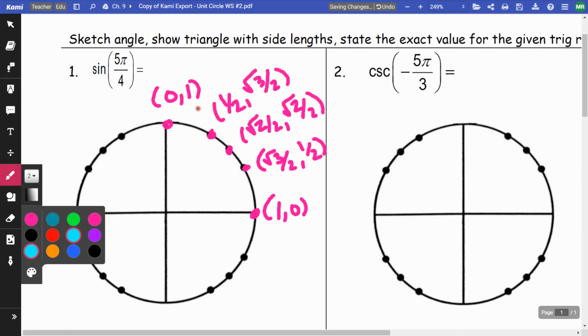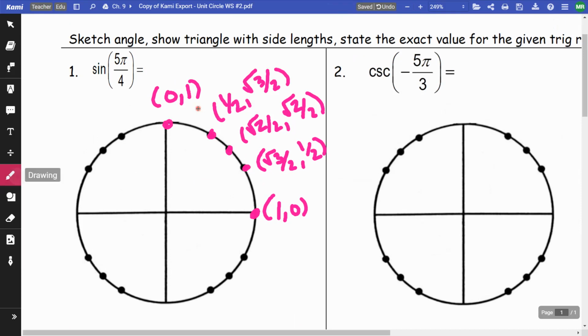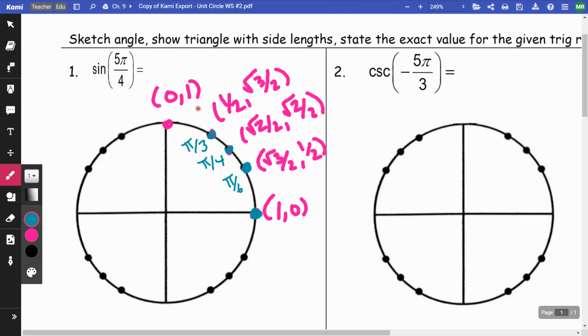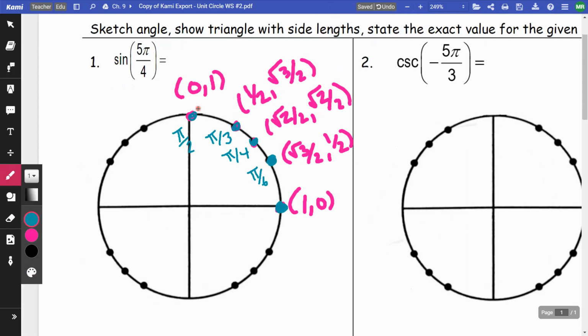And just so we understand in terms of radians, this is 0 radians here. This one here, I'm just going to write it inside, is pi over 6. This one here is pi fourths. And this here represents pi thirds. And up here is pi halves. Just so we can understand that.